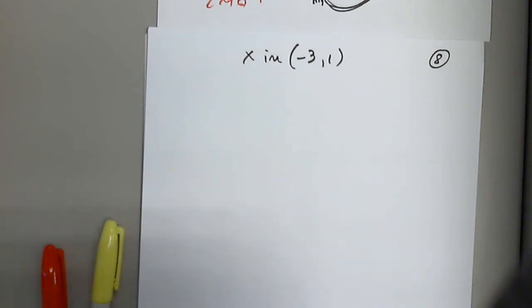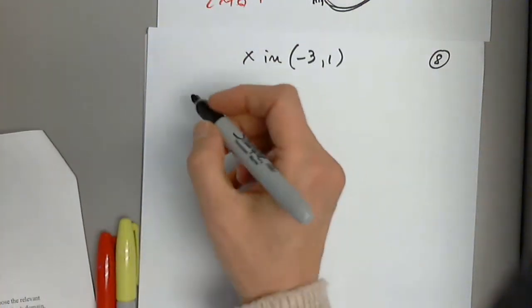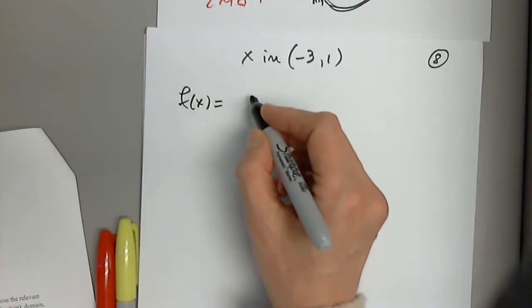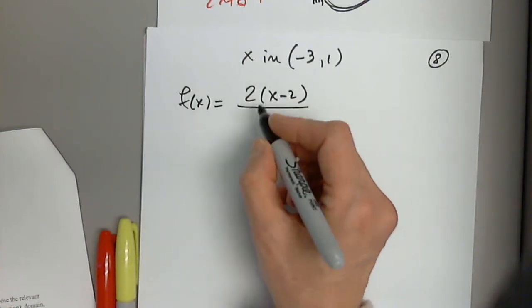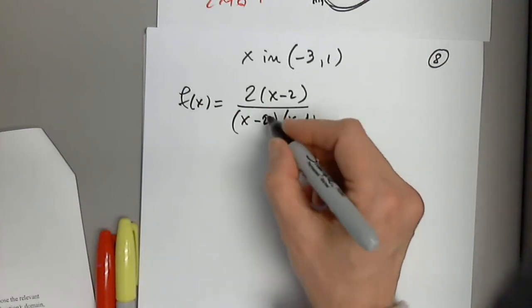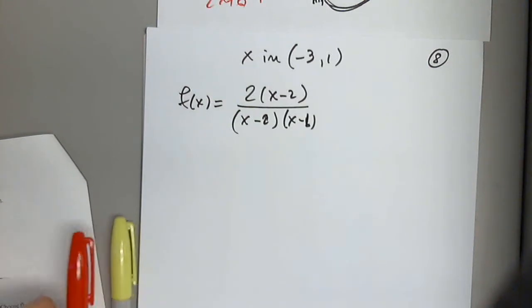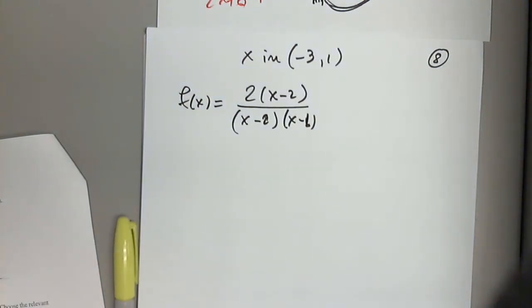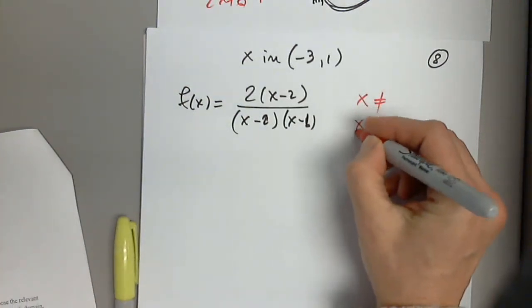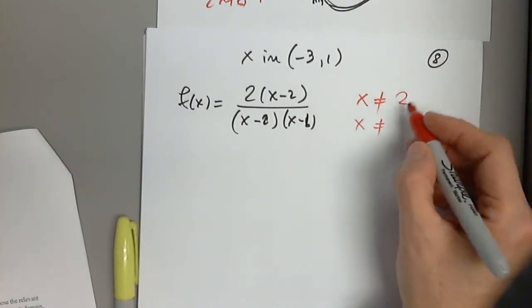Okay, very good. So which one would you like to look at? Okay. So f of x equals 2 times (x minus 2) over (x minus 2)(x minus 1). I have to factor immediately. I have to find the domain, etc. So let's look at this function and identify what x cannot be first. It cannot be positive 2 or positive 1.